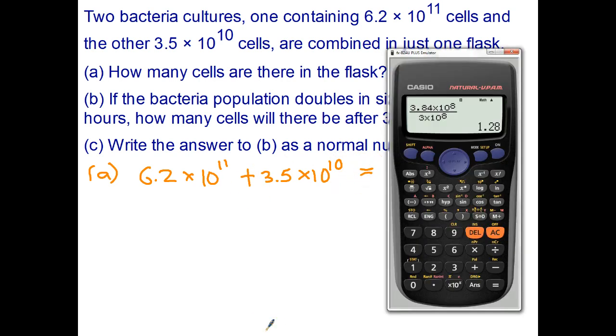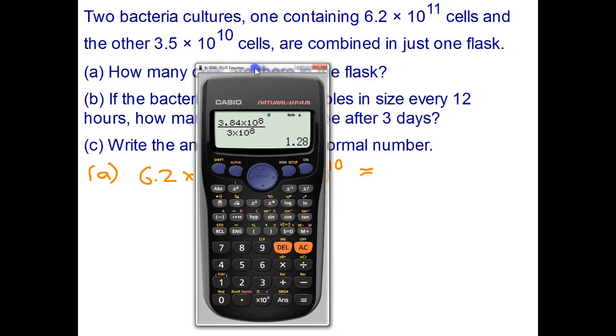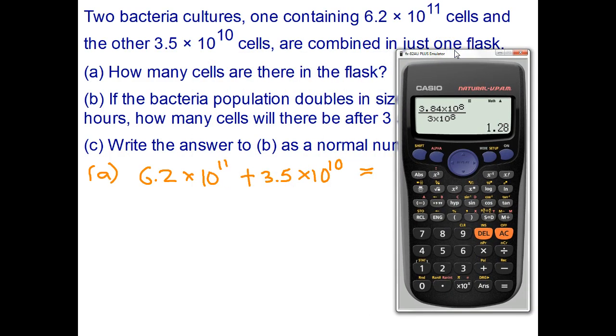Let's get out our calculator. We'll keep it on this side so I don't hide the numbers. And we have 6.2 times 10 raised to the power of 11. Arrow across. That's important, that little arrow across, to get the cursor back onto the ground, so to speak, times, delete that, plus 3.5 times 10 raised to the power of 10.